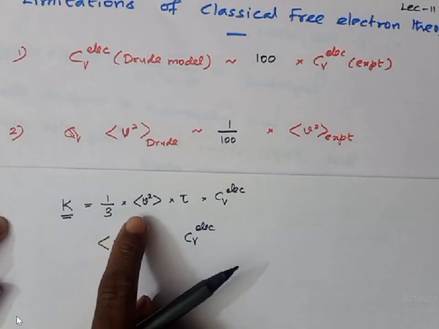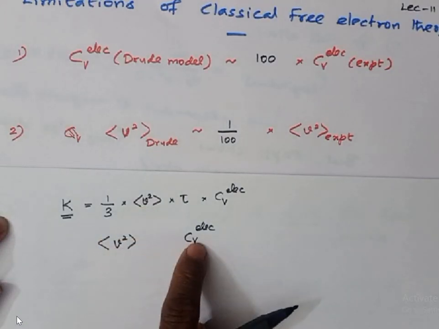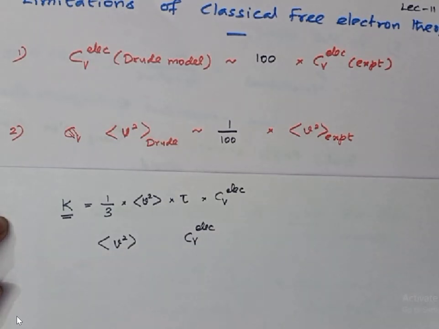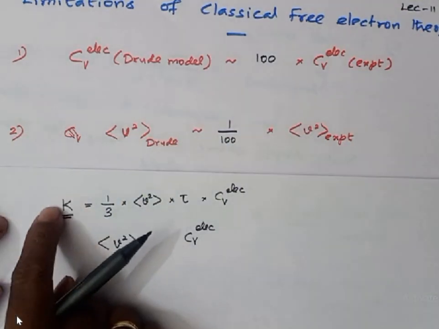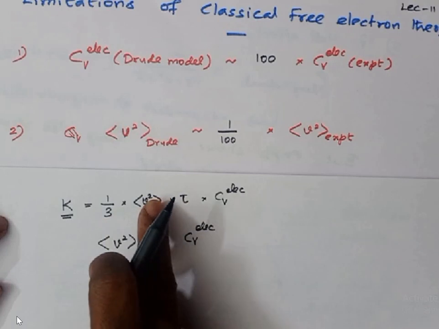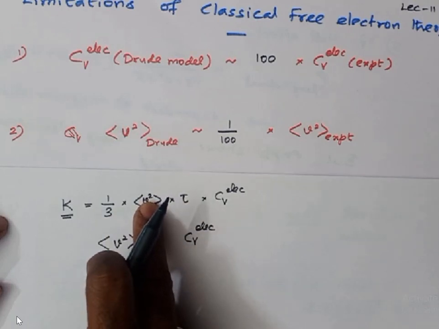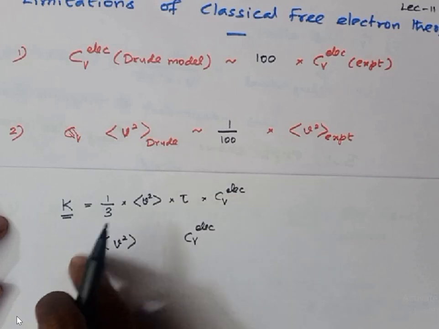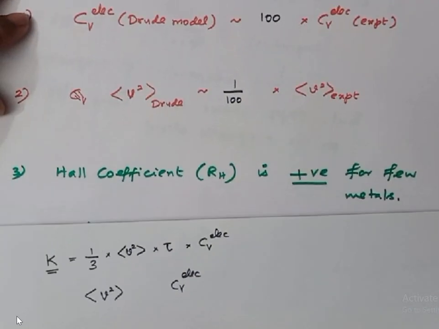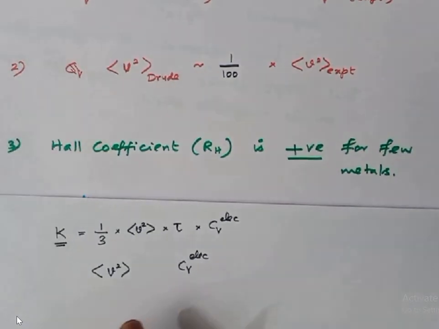No, listen, because there are some errors in the calculation of the average of the square velocity and the electronic contribution to heat capacity, and these two are the main limitations. Though this equation gives a K value which is almost good with the experimental value, the values calculated for the average of the square velocity and the electronic contribution do not agree with the experimental value. Clear?